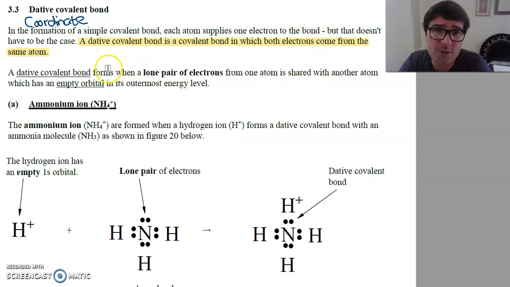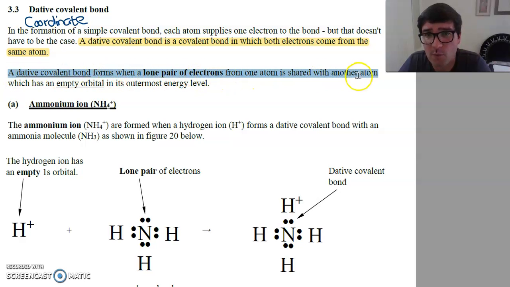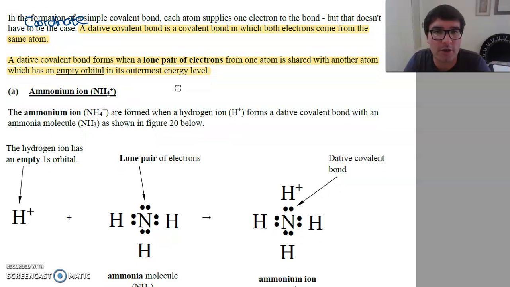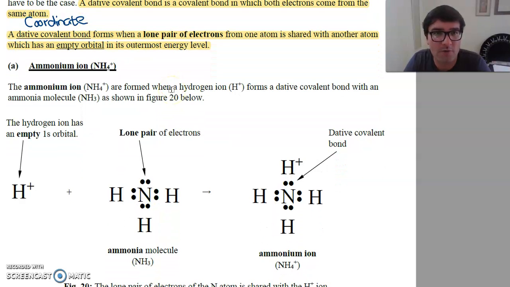Okay, so this is important. A dative covalent bond forms when a lone pair of electrons from one atom is shared with another atom which has an empty orbital in its outermost energy level. So empty orbital is subshell, energy level is shell. Okay, so the first example that we are going to look at is the formation of the ammonium ion.